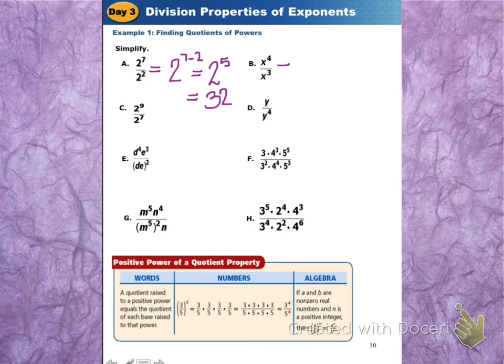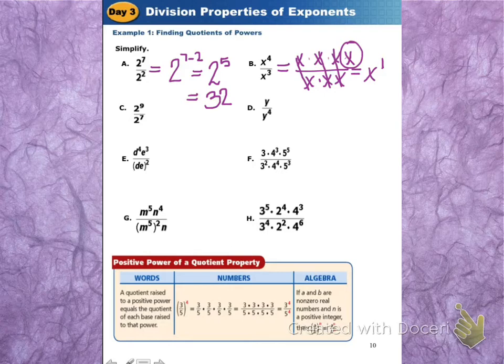Now an example with variables: x to the 4th divided by x to the 3rd. What that really means is x times x times x times x, which is our 4 x's on the top, divided by x times x times x. Just to show why this property works, we can cancel out 1 for 1, top and bottom, leaving us with just 1 x on the top. That's an x to the 1st. And we could have gotten that same thing by just subtracting.